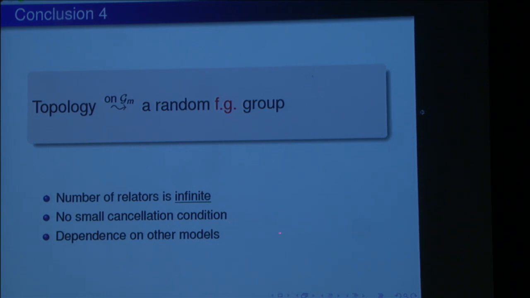No small cancellation. And it depends on other models, as we saw. Okay? Yes? So this distance function is actually like, if they are equal, literally equal inside the free group. But is there a way to weaken that distance to say they're isomorphic? Like for manifolds, there's this Gromov-Hausdorff distance that tells you when two are isomorphic or diffeomorphic. Is there a way to do it for groups?